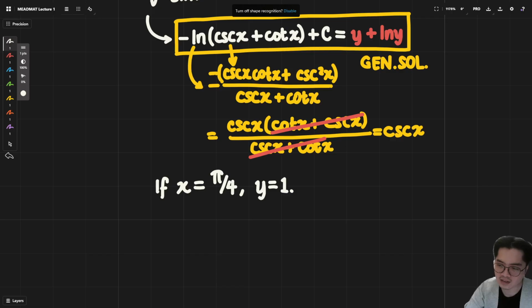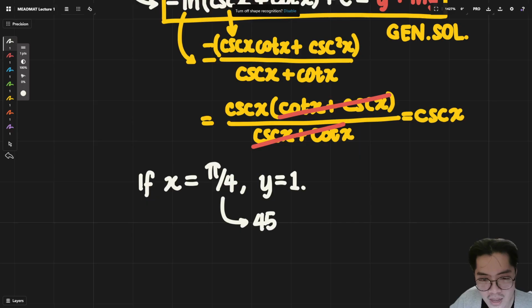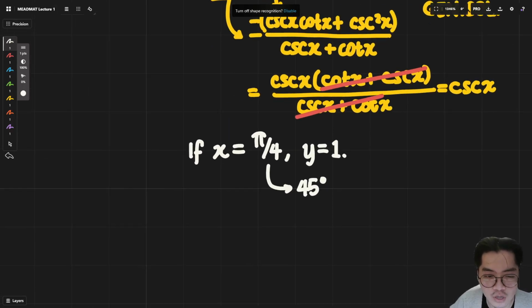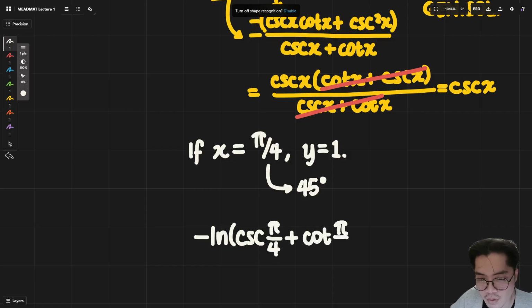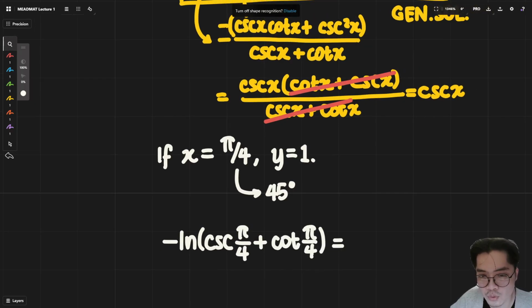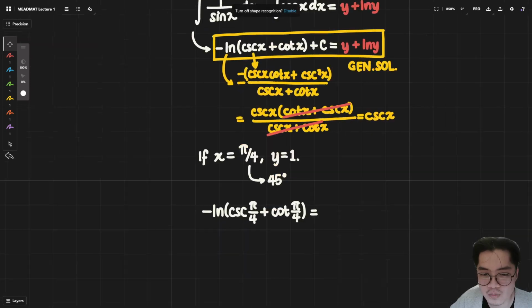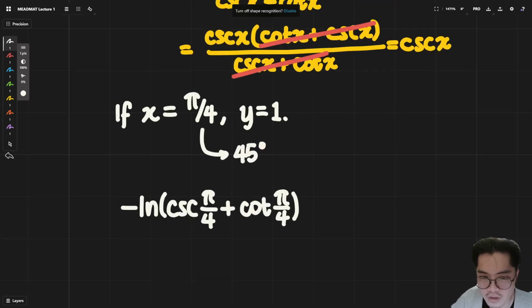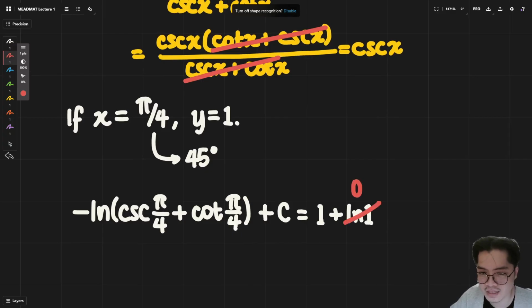If you guys are still not aware of the conversion between radians and degrees, you should brush up on that. This can also be understood as 45 degrees. So we'll just substitute: ln of cosecant pi over 4 plus cotangent pi over 4 plus c is equal to y plus ln y. Sorry, I forgot the plus c in here. It's equal to 1 plus ln 1. The thing about ln 1 is that it is 0.